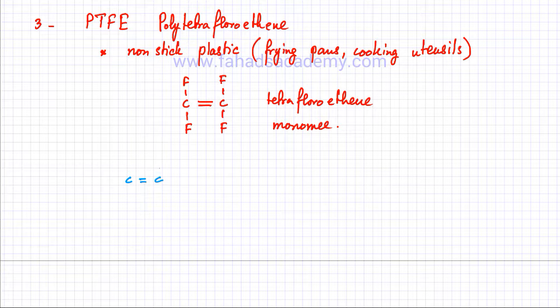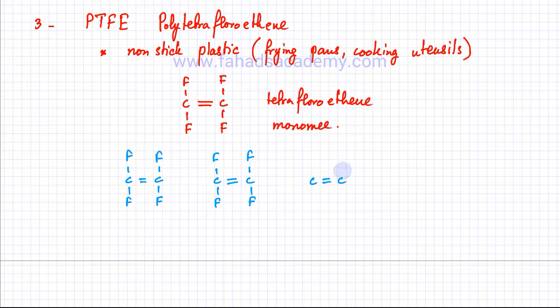So I'm going to draw 3 repeat units of this monomer. So that's your second one. It's going to have 4 fluorines. So that's your third PTFE molecule, and under high pressures and high temperatures, this double bond is going to break.